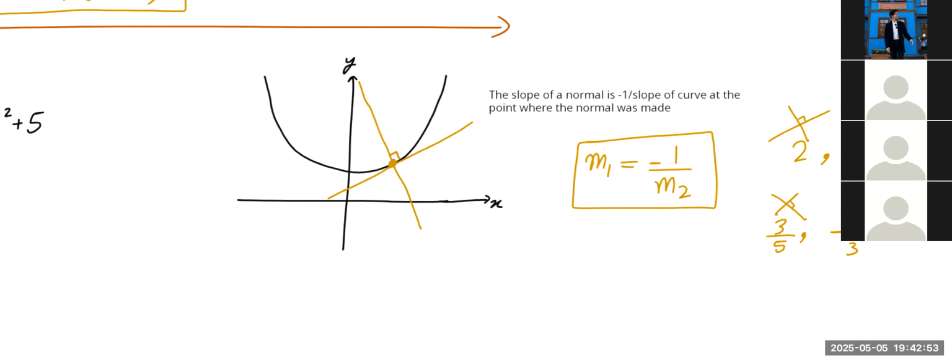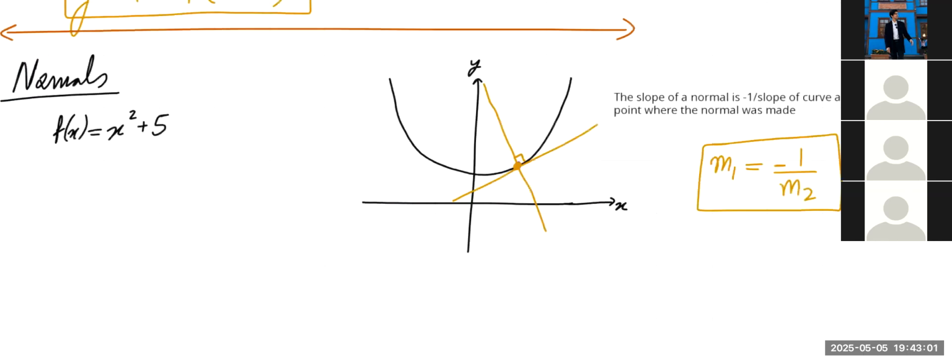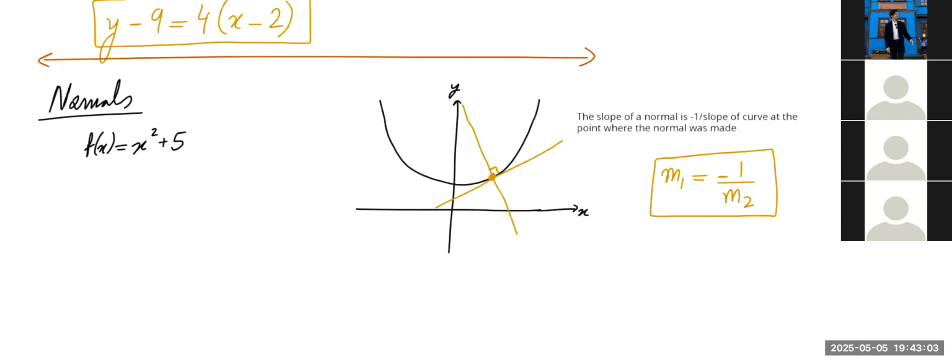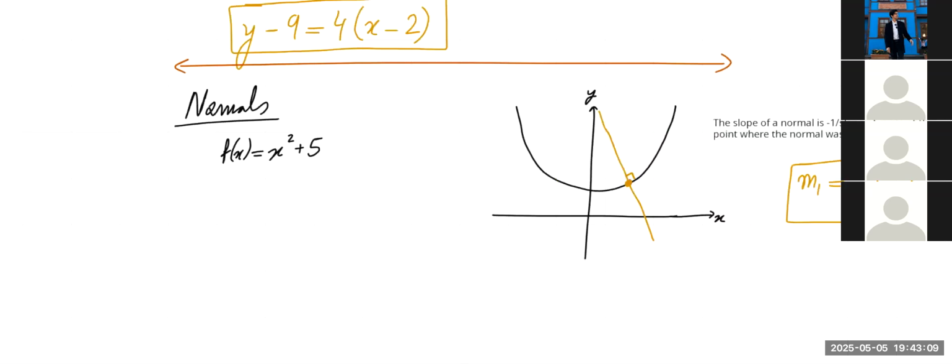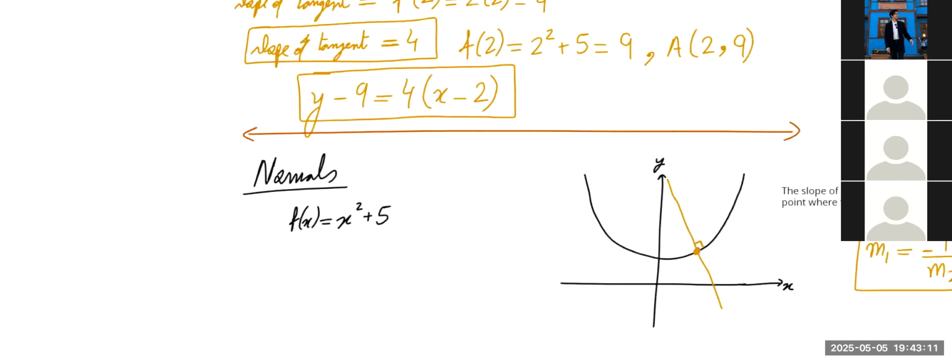Is everybody familiar with this idea? Because this is also something we talked about when we were talking about straight lines in the earlier classes. So a normal is basically just the perpendicular version of a tangent. You can think about it like that, okay? So everything will actually be very similar. So let's say the question now says, find the equation of the normal at x equals 2.